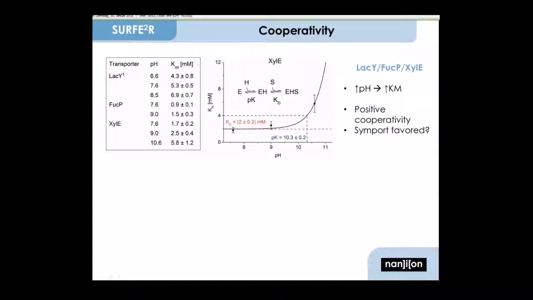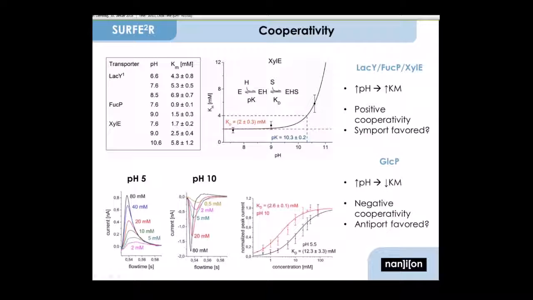Last but not least, we can also investigate the crosstalk between sugar binding and protonation and gather information about the cooperativity. For the 3 proton-coupled sugar transporters from E. coli, with decreasing pH, the sugar affinity is increased. This makes sense. Protonation facilitates sugar binding. Positive cooperativity is a property of this importer.